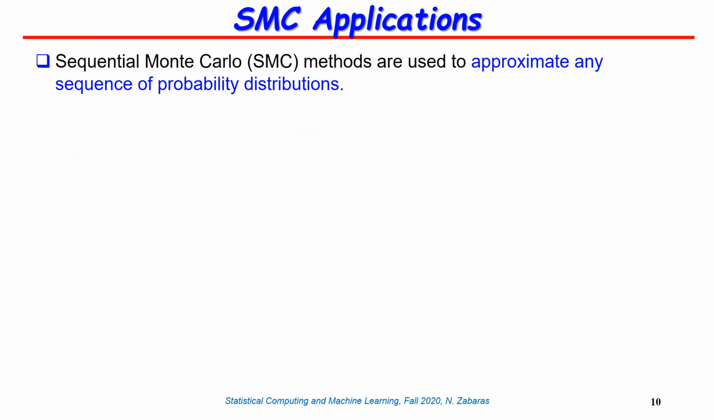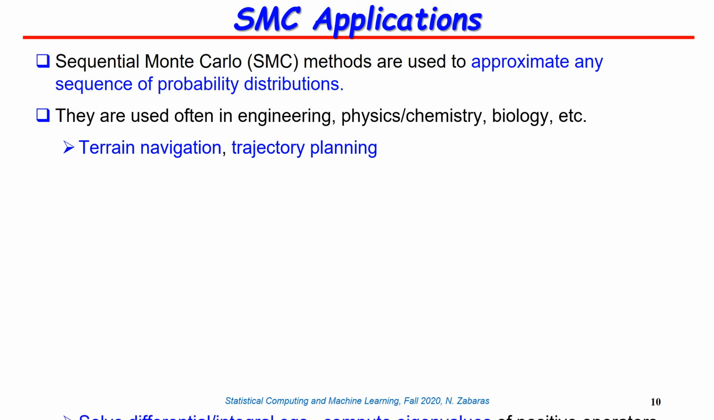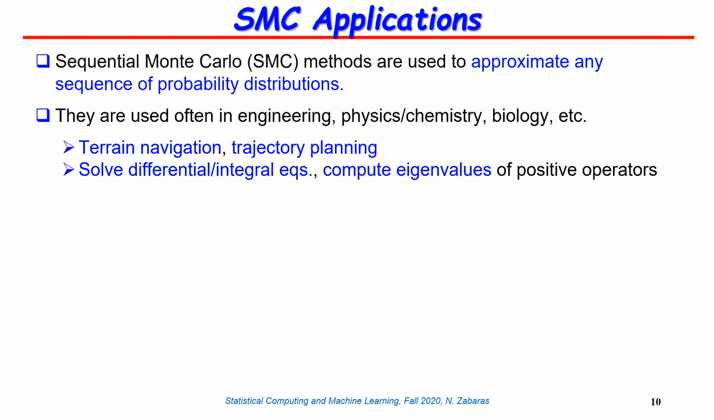Okay, the applications, of course, of sequential Monte Carlo are all over the place. And as I mentioned, dynamic settings is the key area where you will see sequential Monte Carlo, but they go much beyond that. So you will see applications in engineering, in chemistry, in biology, in robotics, such as terrain navigation, trajectory planning, in purely computational mathematical tasks such as solving equations, computing eigenvalues.